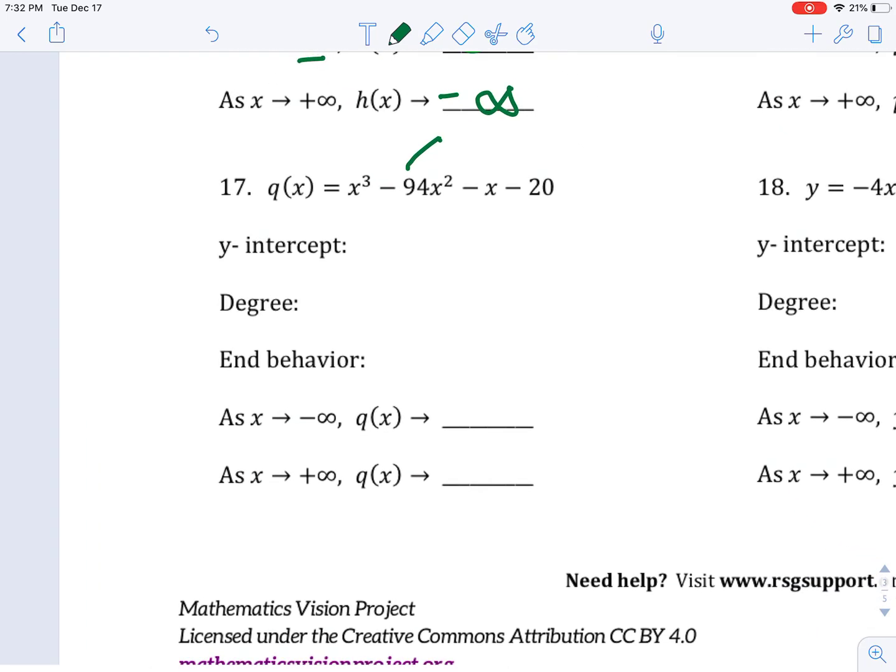Okay, this one, the y-intercept is negative 20. The degree is 3. I'm always checking for that negative number there. Since it's odd with no negative number, this one approaches negative infinity as this one approaches infinity.